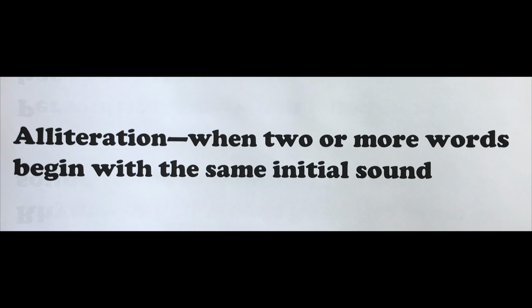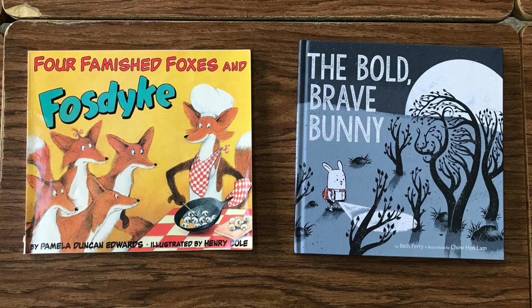The next word I'd like to review is alliteration. Alliteration is when two or more words begin with the same initial sound. I'm going to put two books up on the screen, and both of the titles contain examples of alliteration. The first is Four Famished Foxes and Fosdyke, and 4 out of the 5 words in the title begin with the F sound. The second book is called The Bold Brave Bunny, and 3 of the 4 words in this title begin with the sound B. Therefore, both books contain examples of alliteration in their titles.